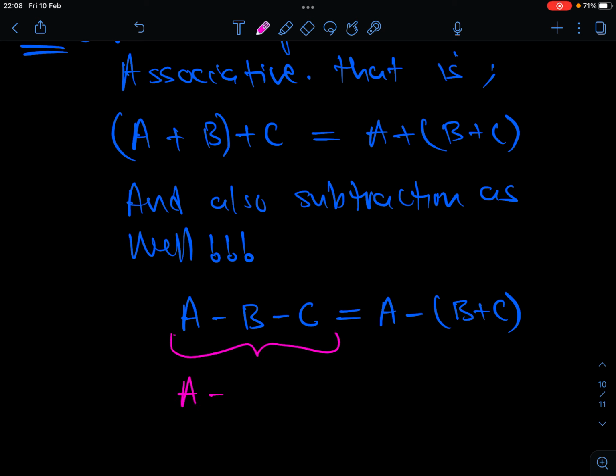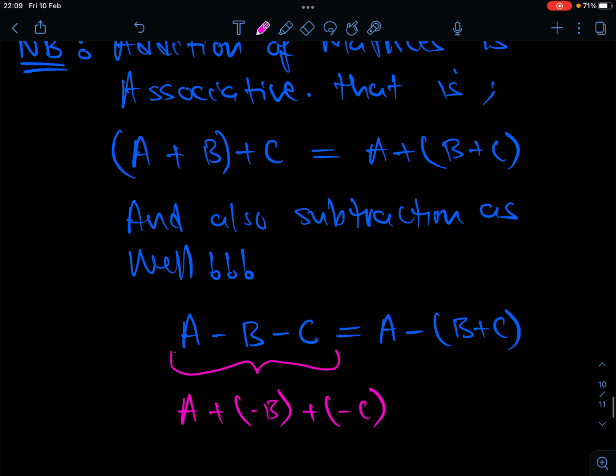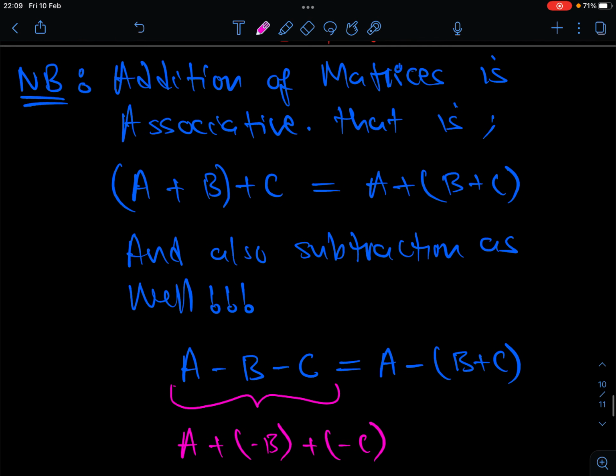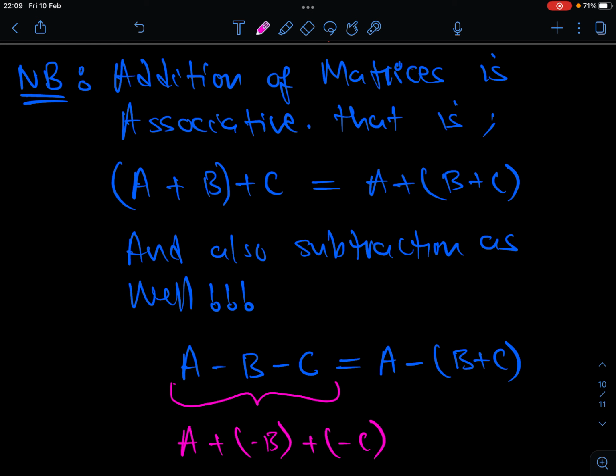can be recognized as A plus minus B plus minus C. So from this we can tell that subtraction is also more like an associative operation of matrices. Though I would really love to just forget about it and only talk about the associativity of addition. Every time you're dealing with addition, this is the case. When adding 3 or 4 things, you can take any 2 in any order and deal with them, and then move on with other things like that.